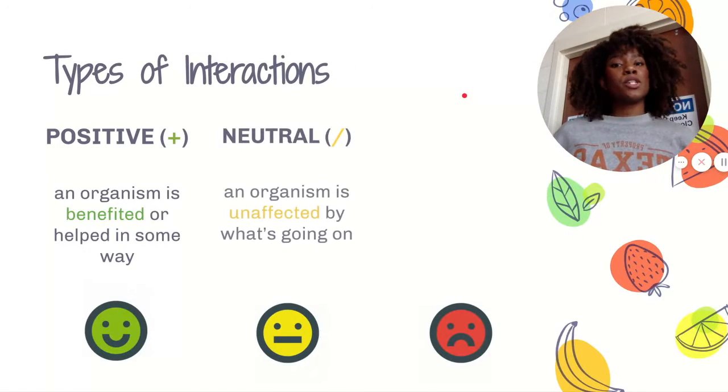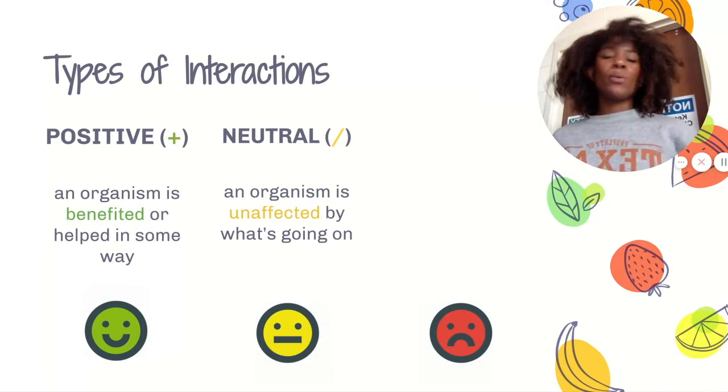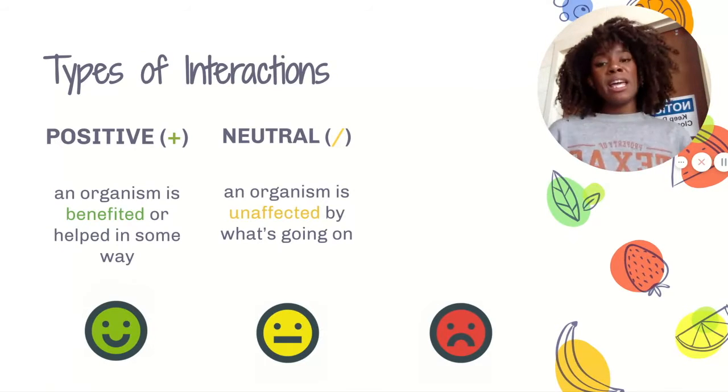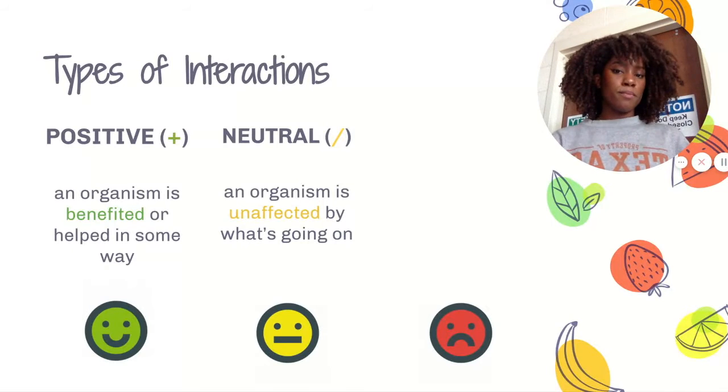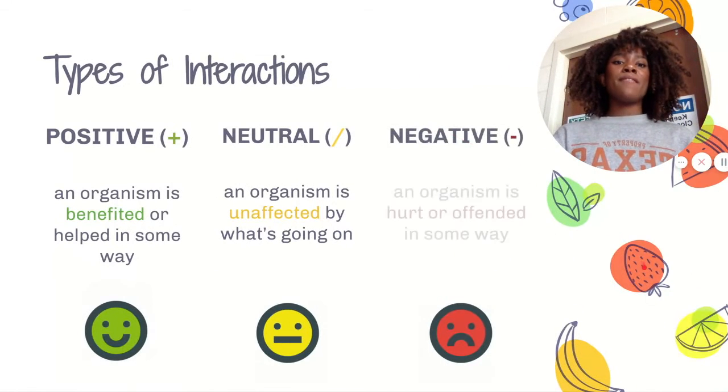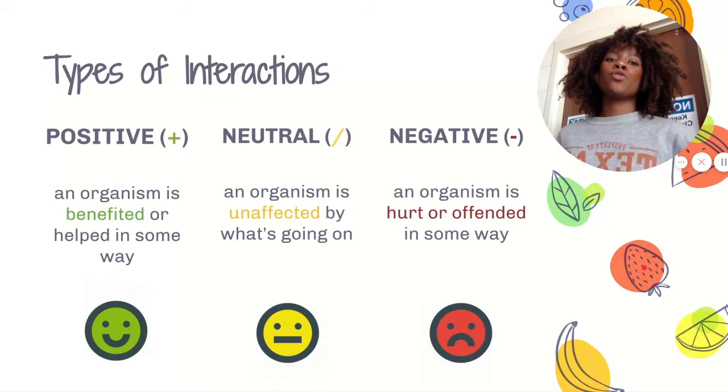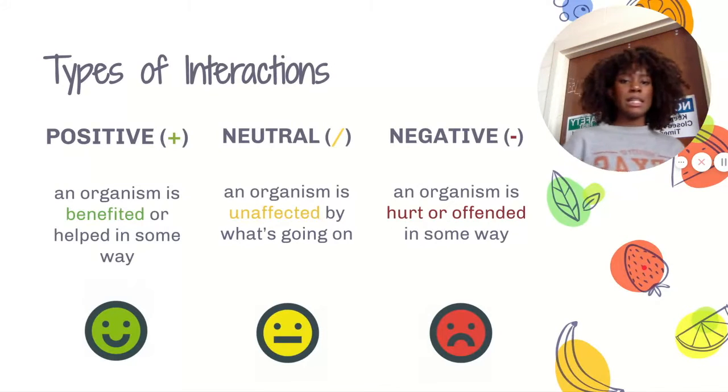Then we have neutral situations, when an organism is unaffected by what is going on. So whatever's happening doesn't matter to them. It's not bad, it's not good, they don't really care, they're fine, they're neutral. And then we have negative interactions in which an organism is hurt or harmed in some way.